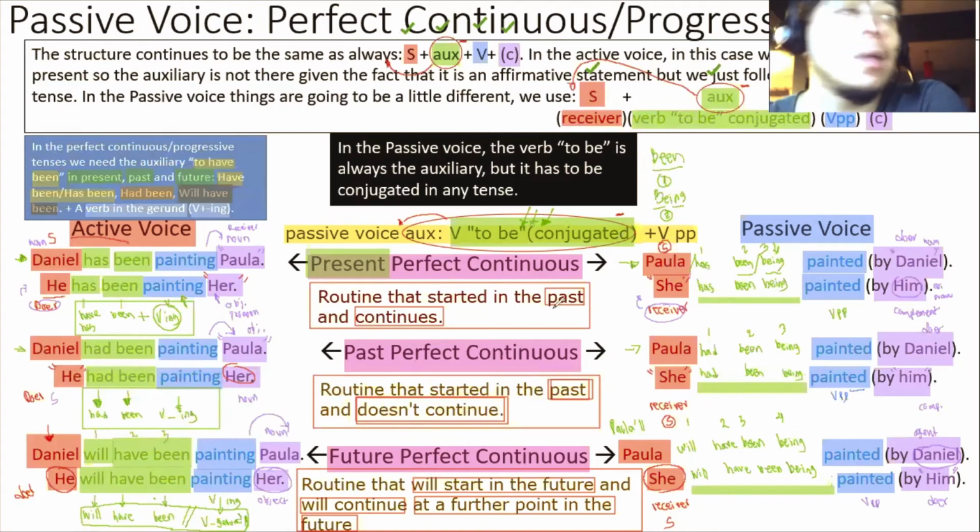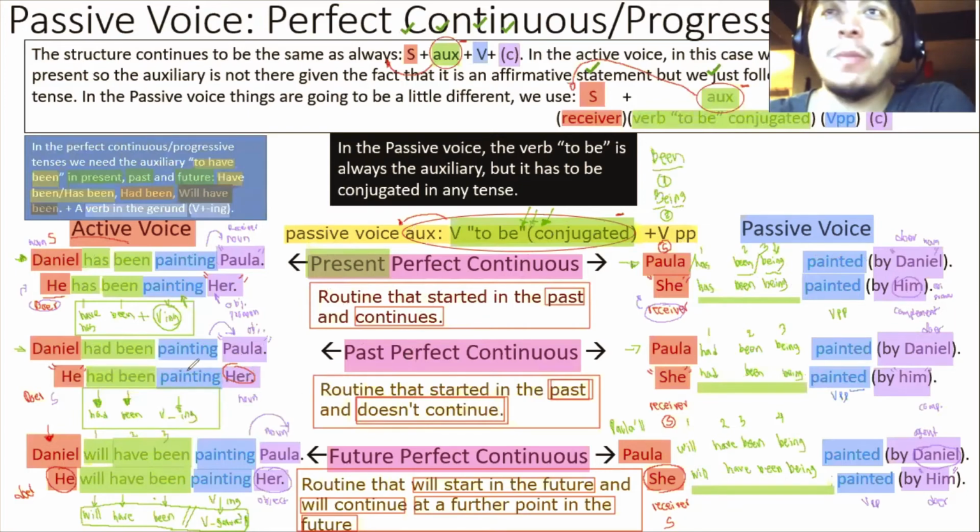Aquí dice, Daniel ha estado pintando a Paula. Paula ha estado siendo pintada por Daniel. Él ha estado pintando a ella, él la ha estado pintando, ella ha estado siendo pintada por él. Eso quiere decir que hace un tiempo empezaron a pintarla y ahora continúan pintándola.